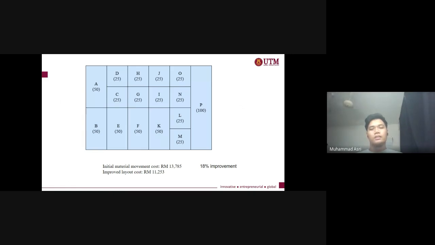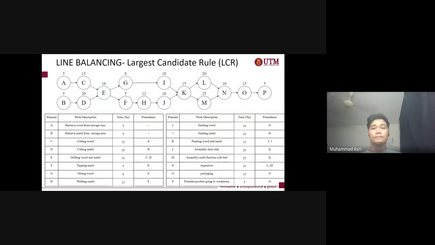So the initial material movement cost is 13,785 ringgit, and for the improved one it is 11,253 ringgit. So that is an 18% improvement. Next slide. Next part is line balancing. We use the largest candidate rule. So this is the precedence diagram with the time for each station and its precedence. Next slide.